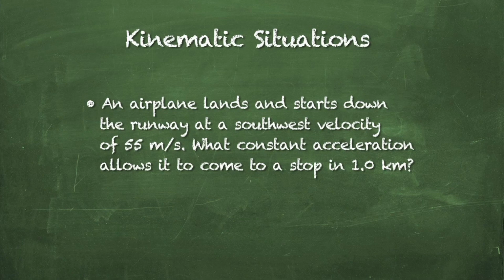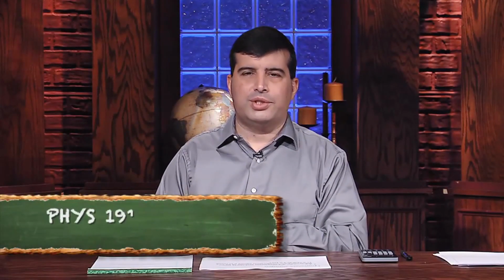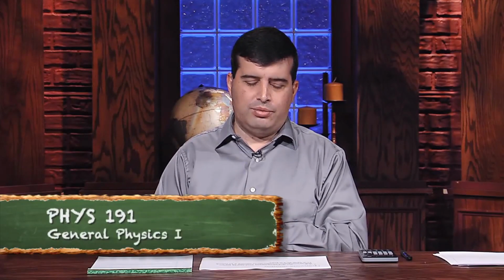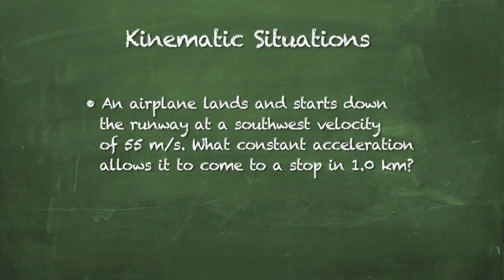And what you don't know and don't need to know in this situation is time. You don't know how much time it takes to come to a stop, and you don't need to know time. You're not asked for time. So draw your diagram, list your knowns and unknowns, and also convert that 1 kilometer into basic metric units, and try to answer the question of what is the acceleration.